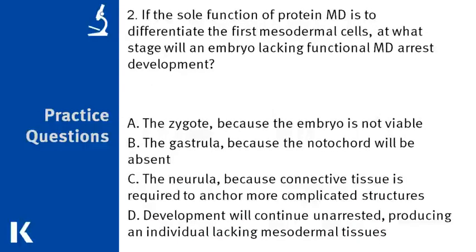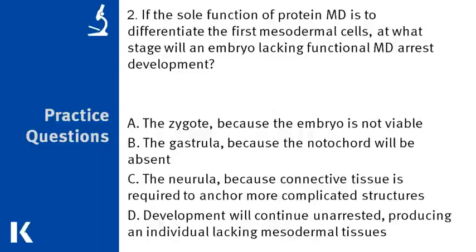Let's try another question. This question asks us to analyze what would happen if we couldn't cause those first mesodermal cells to differentiate. So I want you to think about what role the mesodermal cells play in development. The first question we need to ask ourselves is when we saw those first mesodermal cells appear, which was during gastrulation.